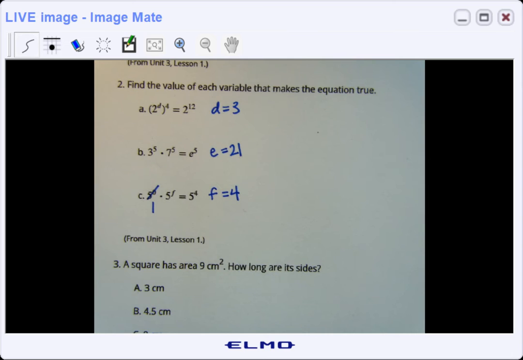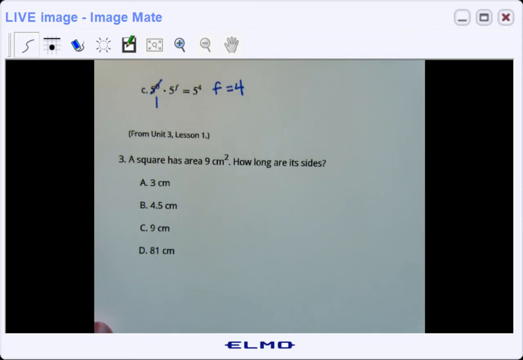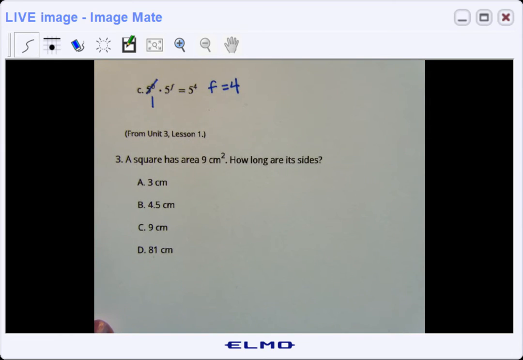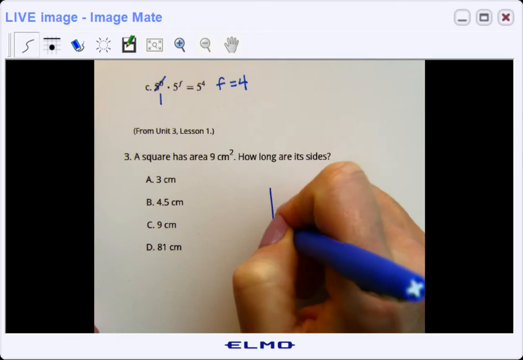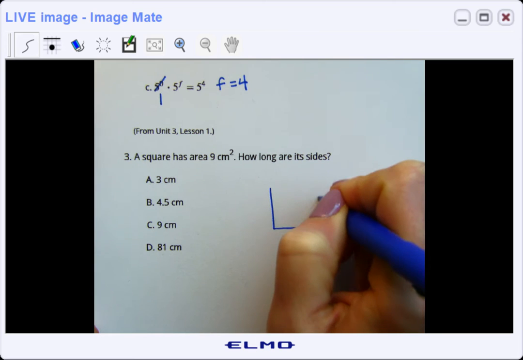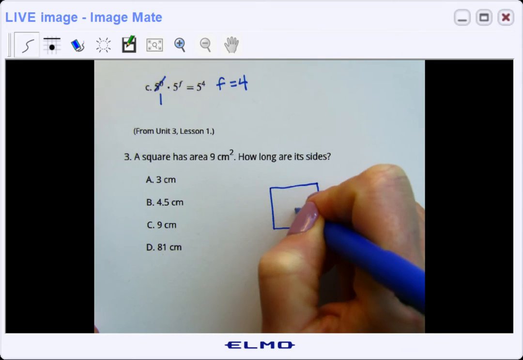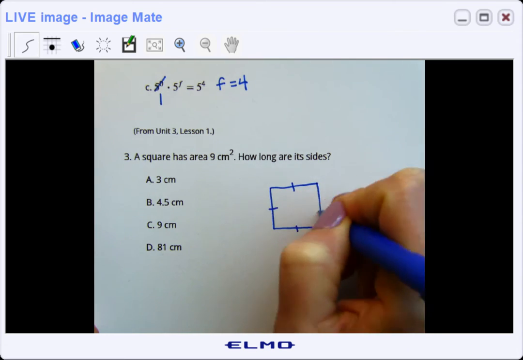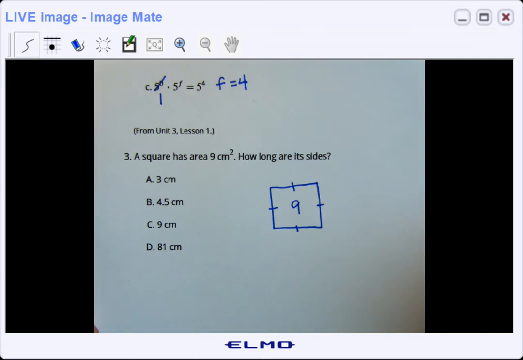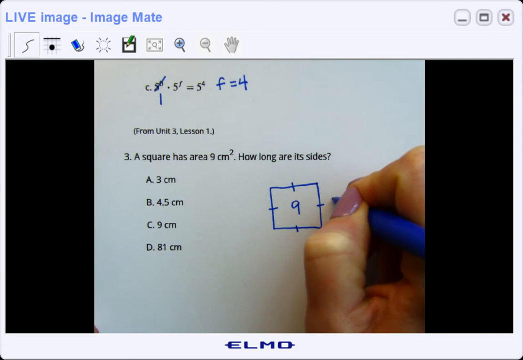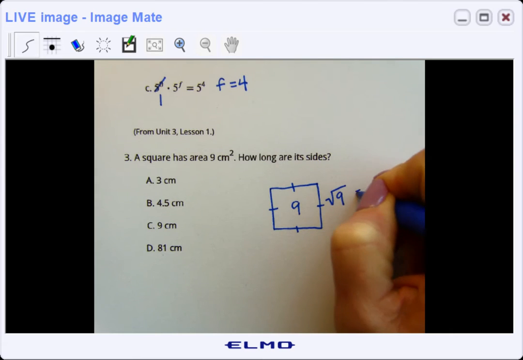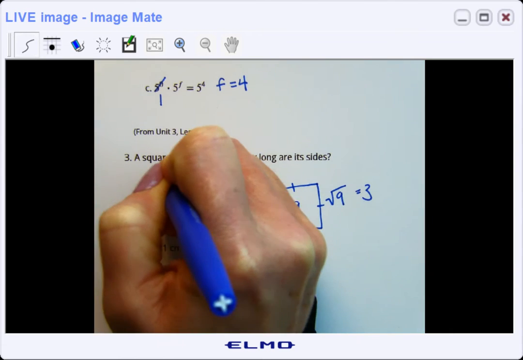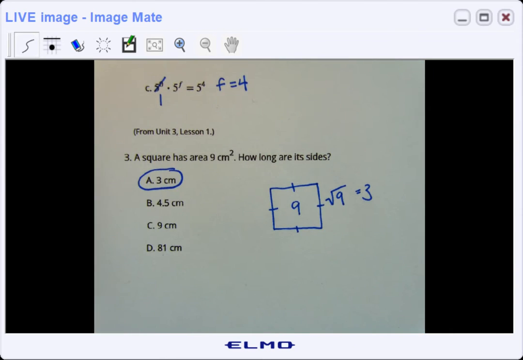All right, for number 3, a square has an area of 9 square centimeters. How long is its side? So remember what we talked about today, if this is a square and it has an area of 9, then each side is equal to the square root of that area. And since the square root of 9 is equal to 3, then it's going to be 3 centimeters.